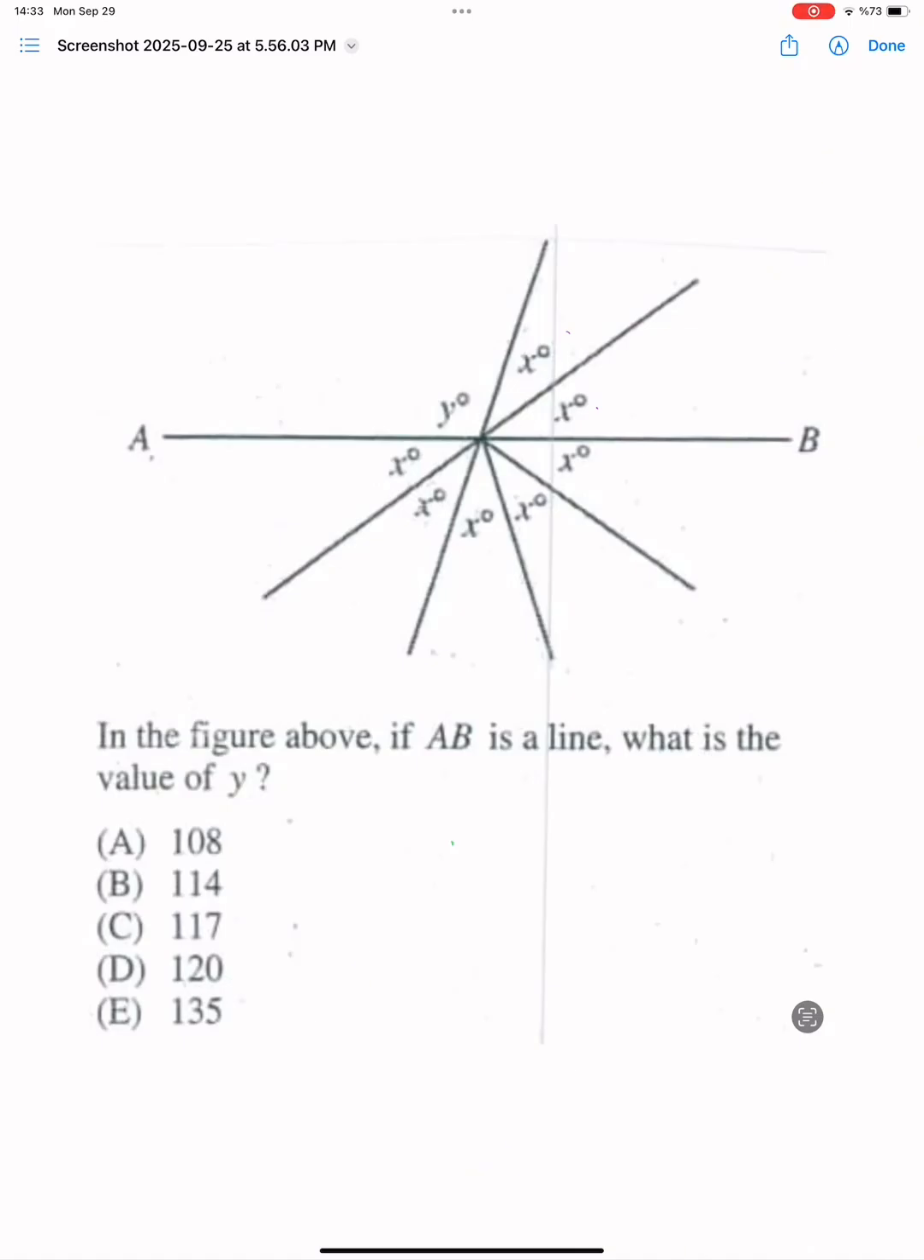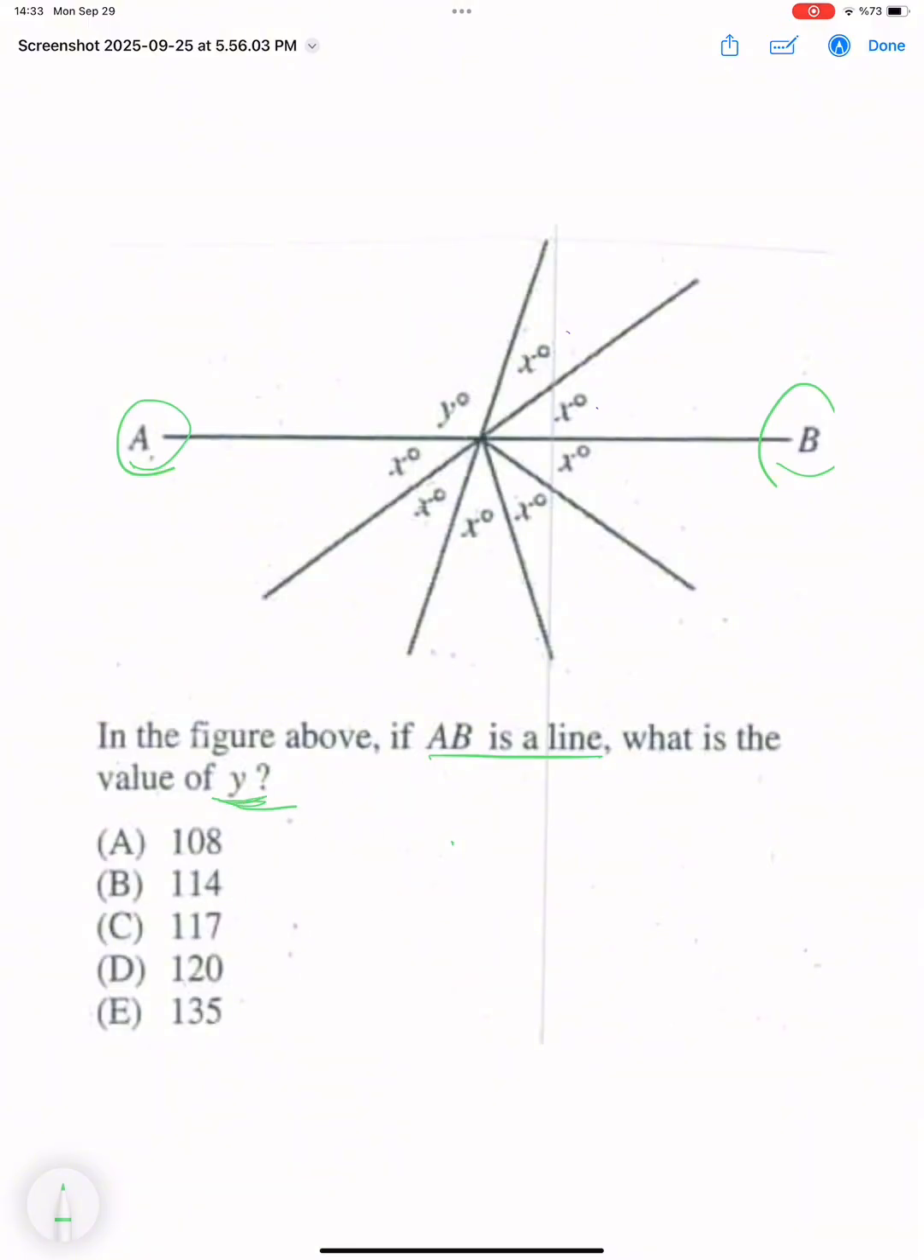And more questions. So let's see this one. In the figure, if AB is a line, so A is here and B is here, so this is a line. It gives us some information. Without this information, it might not be possible for us to solve this question. So what is the value of y?